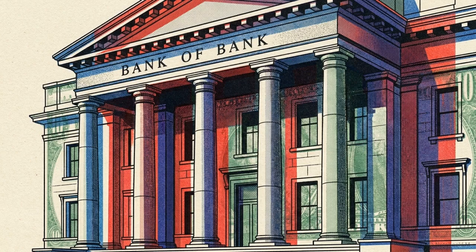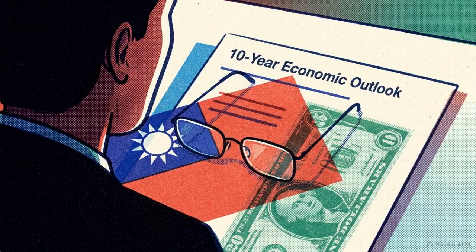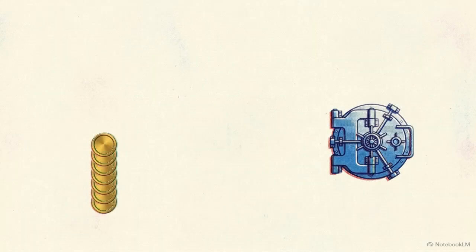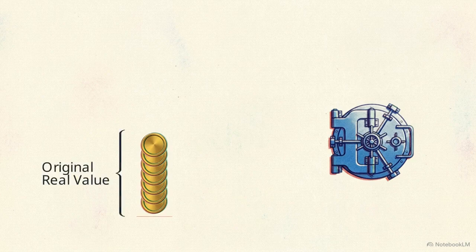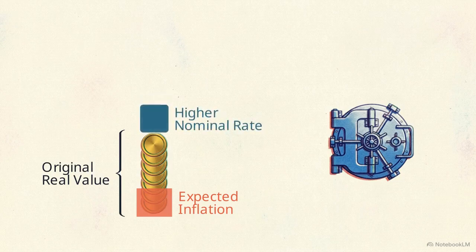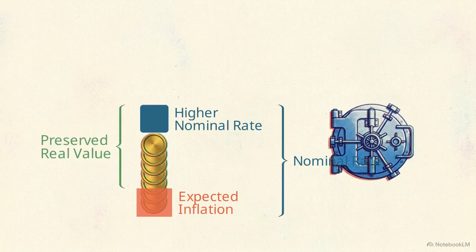Banks do not set their interest rates randomly. They base them heavily on the inflation they expect to see in the future. If banks anticipate that future inflation will eat away the value of the money they lend out, they have to defend themselves. They raise the sticker price of the loan, what we call the nominal interest rate, to protect the actual value of the money they get back.